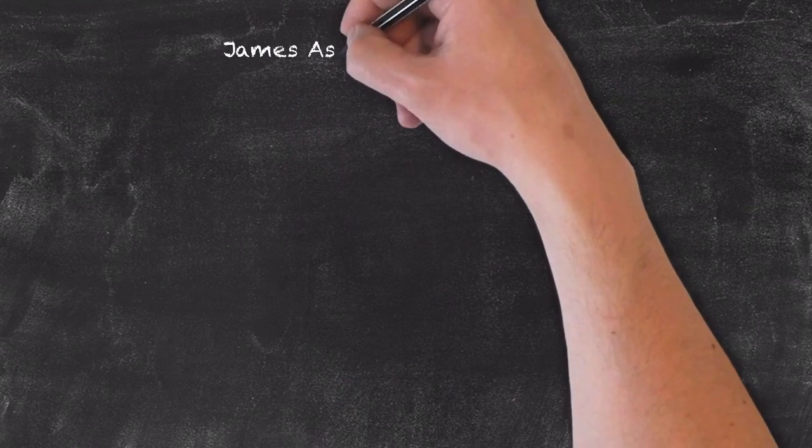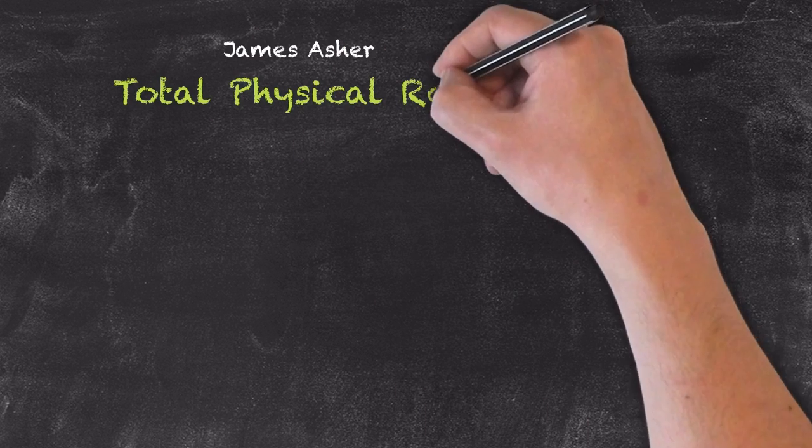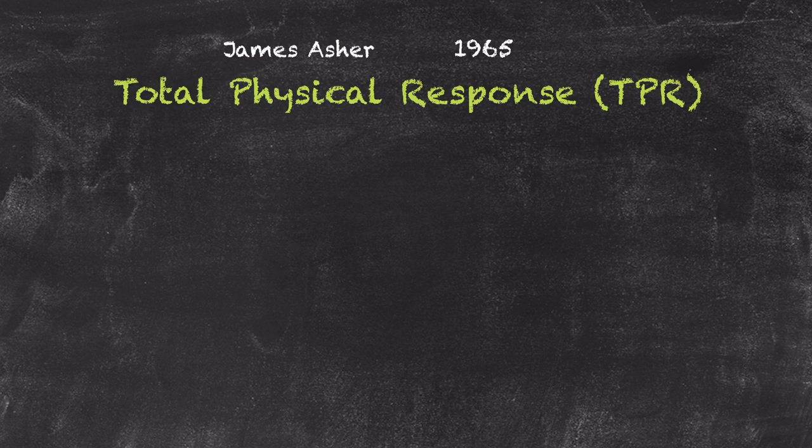This particular methodology is accredited to James Asher around 1965 and is called total physical response. Asher looked at the way in which we learn our native language, and he saw that most children, before they even went to school, had picked up a very large percentage of both the grammar and the vocabulary that they would use in their native language before any type of formal schooling.